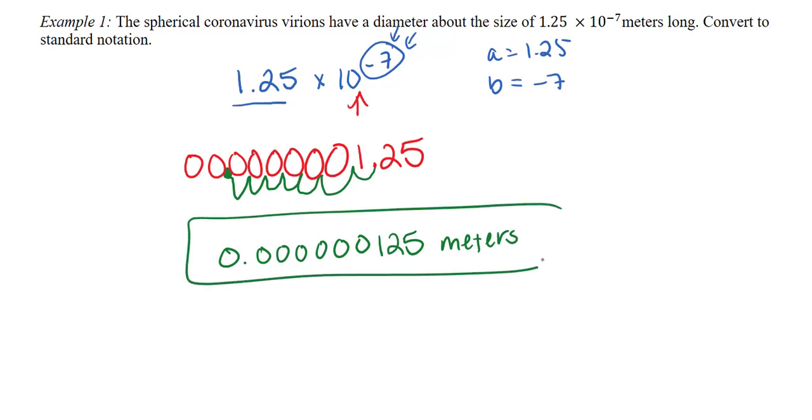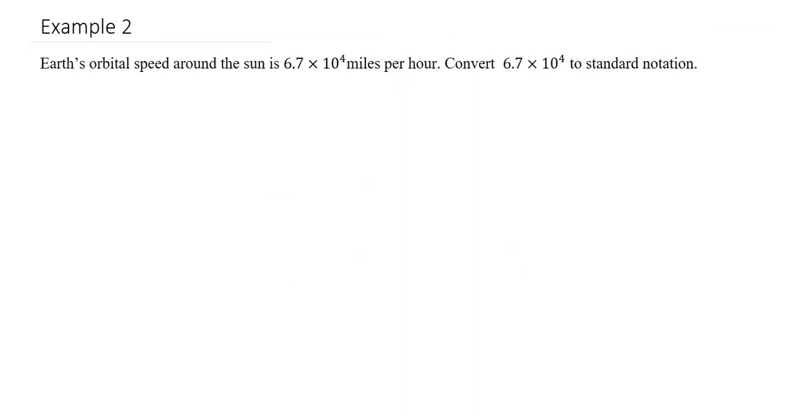And so that's how small the coronavirus virions are. So we say it like this because it's a shorter way to write it, right? 1.25 times 10 to the negative 7, rather than writing it like this. So let's look at the next example. Example 2. The Earth's orbital speed around the sun is 6.7 times 10 to the 4th miles per hour. So let's convert 6.7 times 10 to the fourth to standard notation.